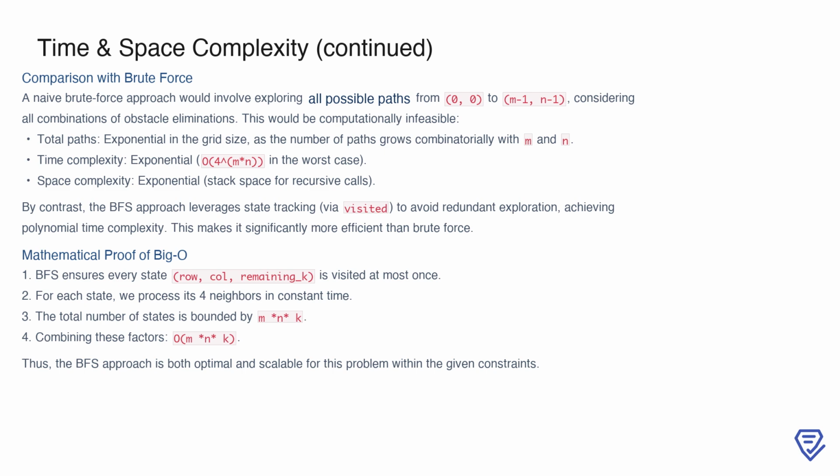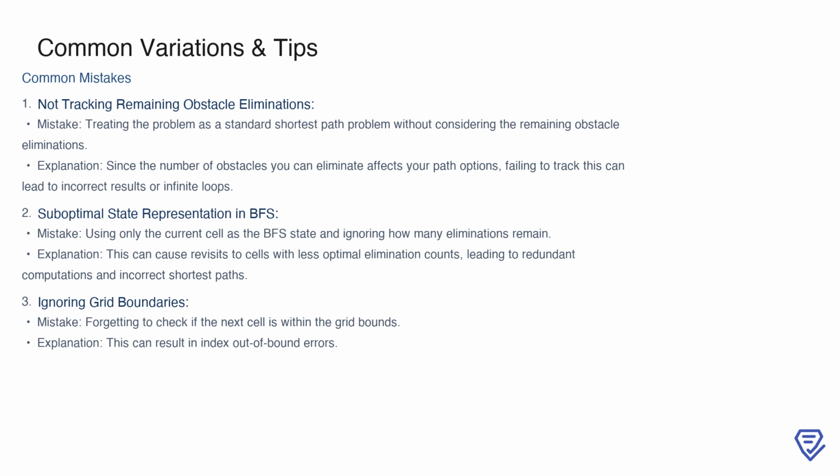within the problem's constraints. When working on this problem, there are some common mistakes to watch out for. One major issue is failing to track the remaining obstacle eliminations. If you treat this as a simple shortest path problem without considering the number of eliminations left, you might end up with incorrect results or even infinite loops.